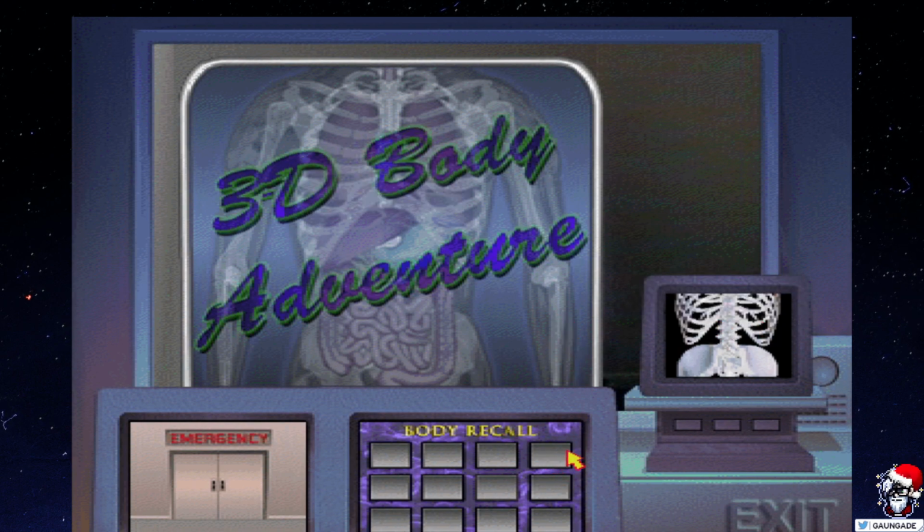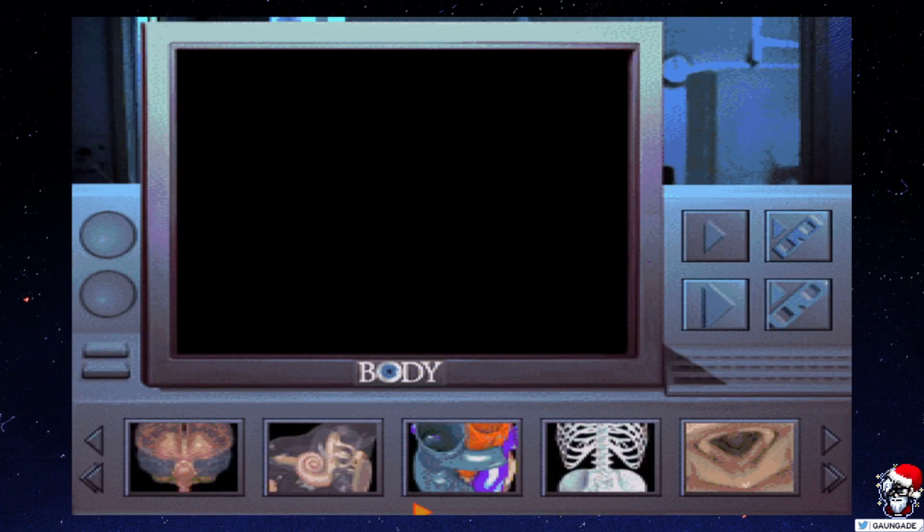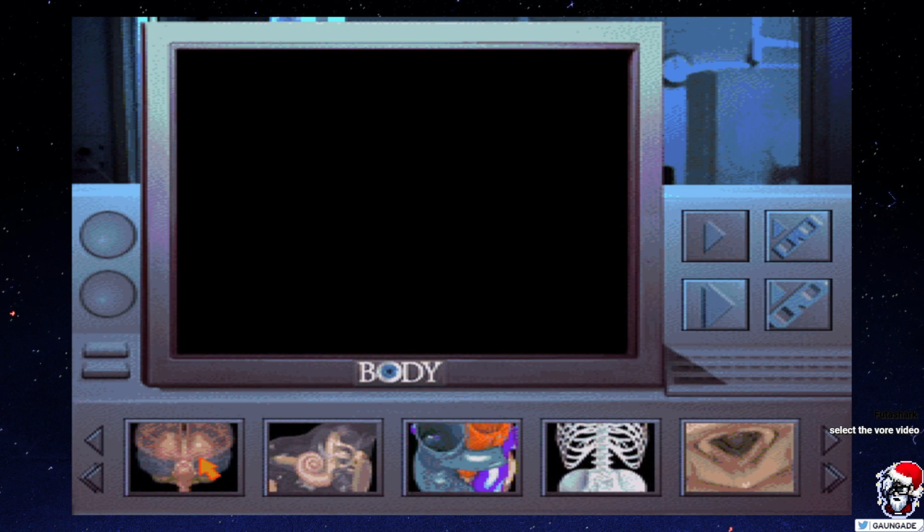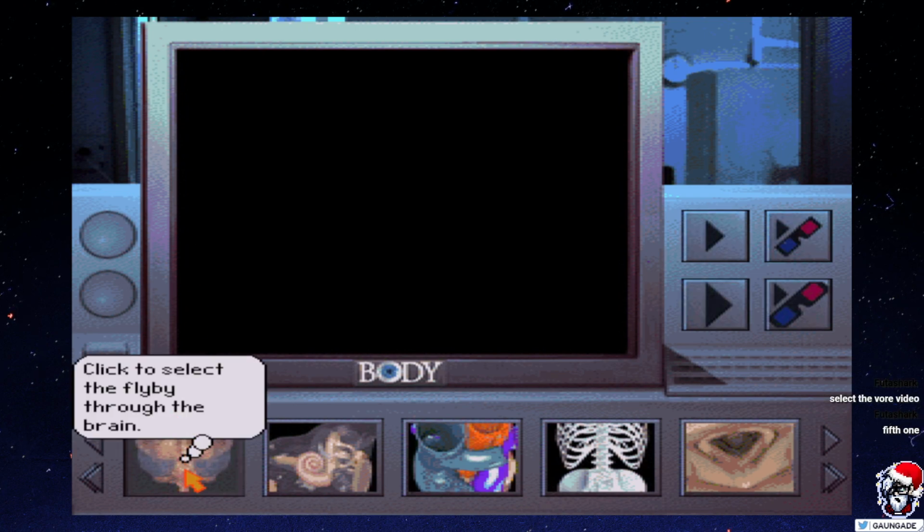3D Body Theater. To select a movie, click on one of the 5 movie icons displayed across the bottom of the screen. To play the chosen movie, click on one of the 4 play buttons displayed on the right side of the screen. Use the scroll buttons to display additional movie icons. Don't worry, we're basically getting bored in all of them.